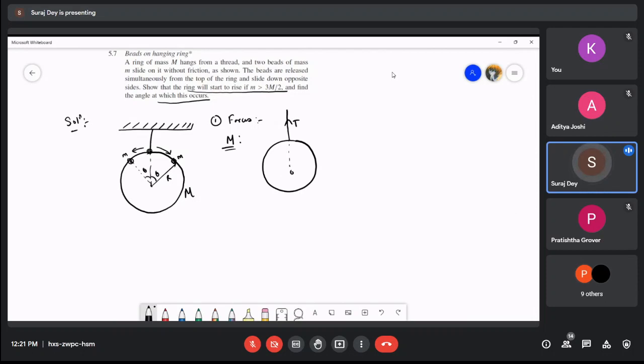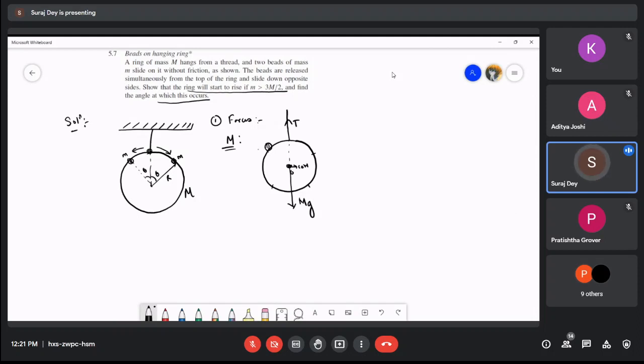So this tension is there to balance a lot of forces. One obvious one is the gravitational force due to the mass of the ring itself. And we can assume that the entire mass of the ring is concentrated at the center, right? This is sort of the center of mass of the ring.